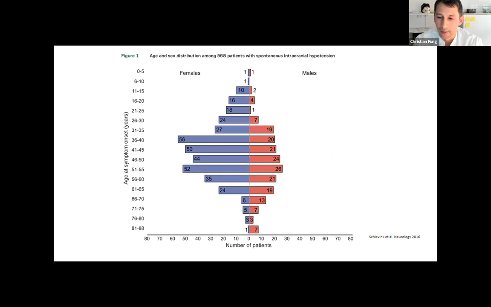Females are more often affected than men. I think this slide from Dr. Schieving shows this clearly. And these patients are in the middle of their lives, early 30s up to early 50s, and they're in the middle of their working life. This disease really tears them out of everything, out of their families, out of their working life. And it's really a disabling disease. So we have to really speed up with the diagnosis and treatment in those patients.